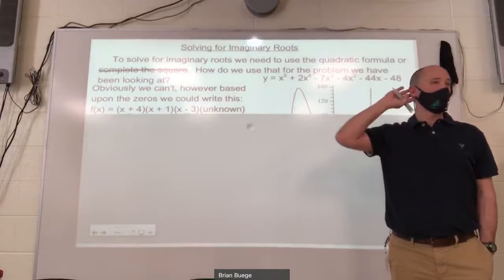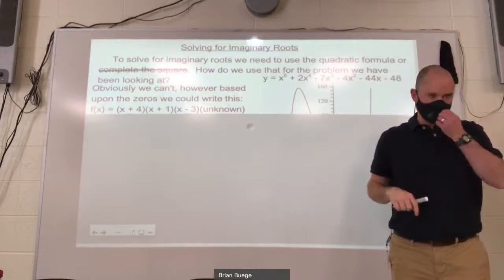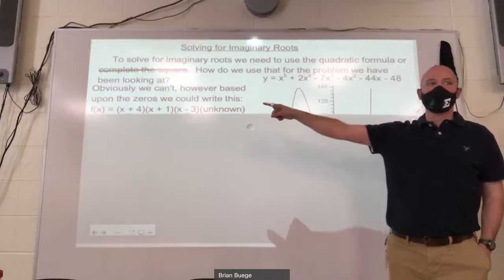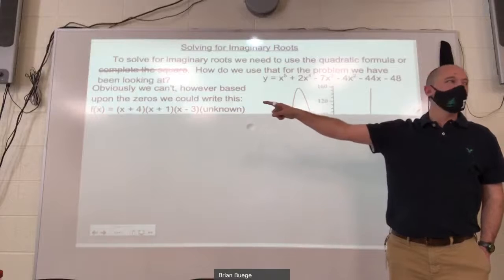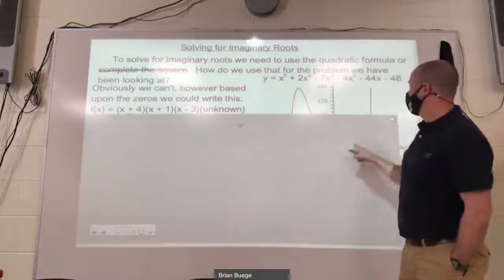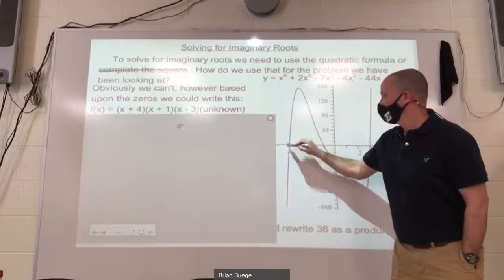What is it? I just didn't hear. It says product of this factor. It is, but where do those factors come from? They come from the x-intercepts. Remember the graph? Here's the graph. We said one of them right here.